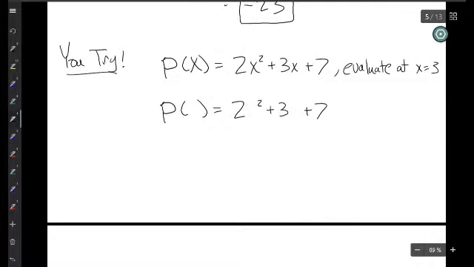Right, so replace the variables with empty parentheses and then plug in the value we're evaluating the polynomial function with. And then we use our order of operations and get 2 times 9 plus 9 plus 7. So 18 plus 16, which is 34.